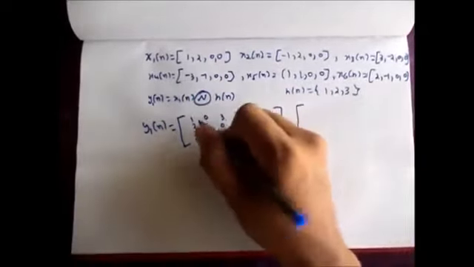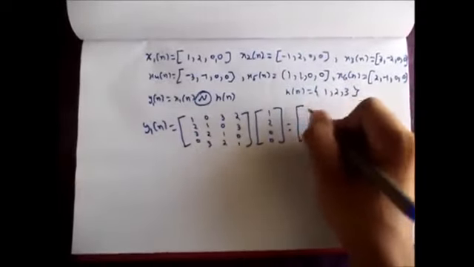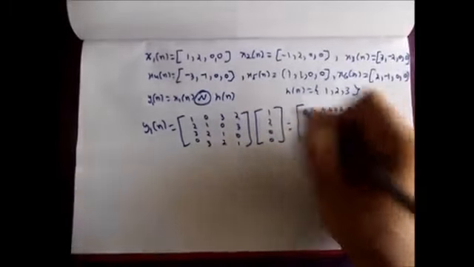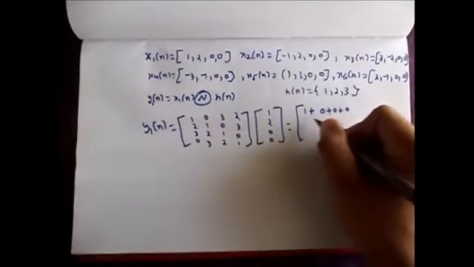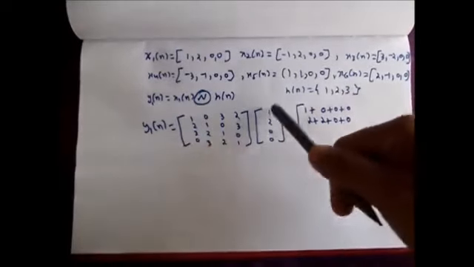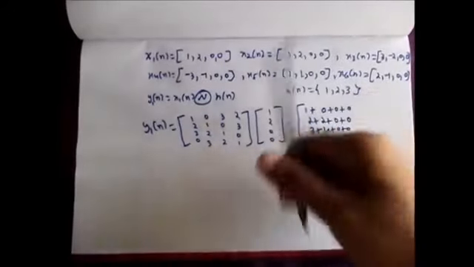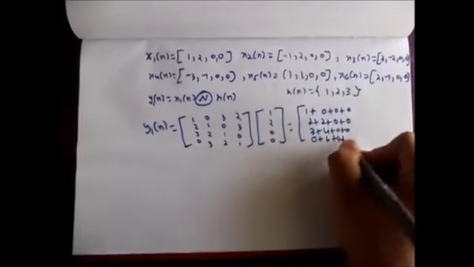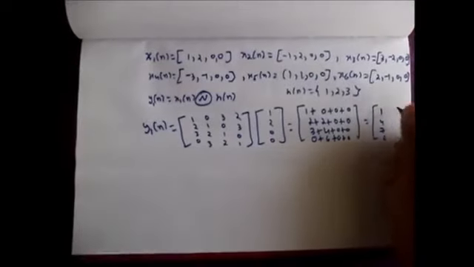So if we multiply this row with this column, we get 1 plus 0 plus 0 plus 0. If you multiply this row with this column, we'll get the value as 2 plus 2 plus 0 plus 0. Again, if you multiply this row with this column, we get the value as 3 plus 4 plus 0 plus 0. And if you multiply this last row with this column, we get the value as 0 plus 6 plus 0 plus 0. And we get the final value as 1 4 7 6.